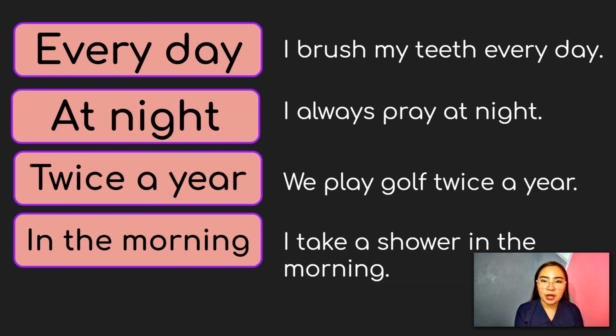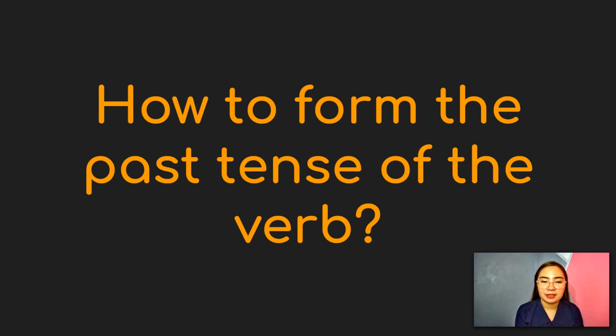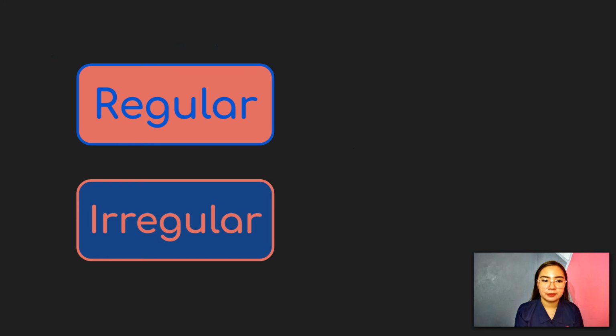Let us now talk about the simple past tense. This one is used for the actions that happened in the past. For example, I watched a movie last night. How to form the past tense of the verb? We have two ways, one for regular verbs and the other for irregular verbs.